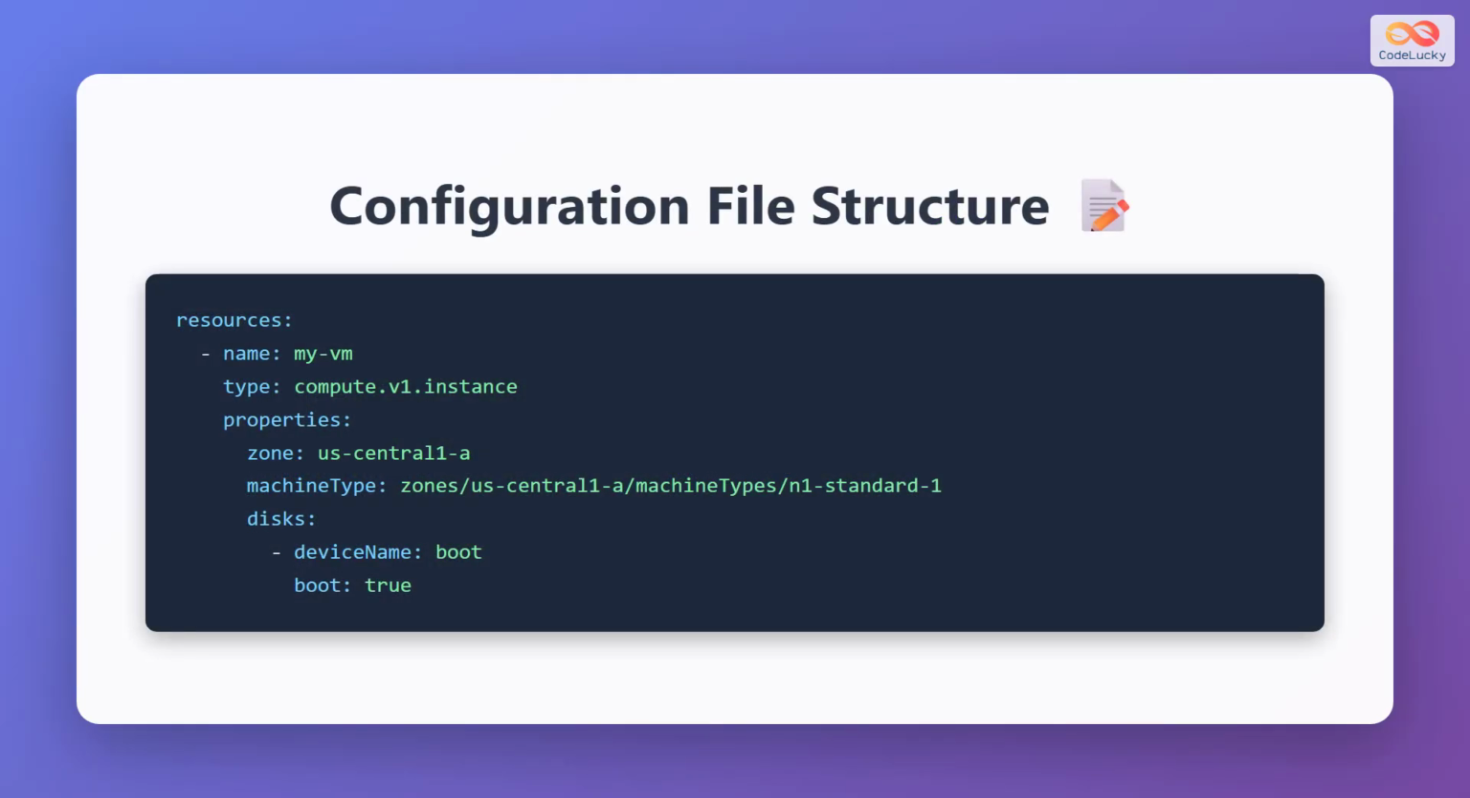Let's look at a basic configuration file structure. Configuration files are written in YAML format. They start with a resources section where you list all the resources you want to create. Each resource has a name, which is a unique identifier you choose. It has a type, which specifies what kind of GCP resource it is, like compute.v1.instance for a virtual machine. And it has properties, where you define the specific settings for that resource, such as the zone where it should be deployed, the machine type, and disk configurations. This declarative syntax makes your infrastructure easy to read and understand.